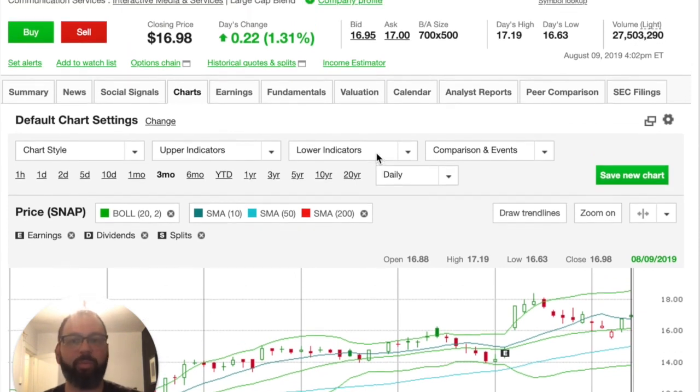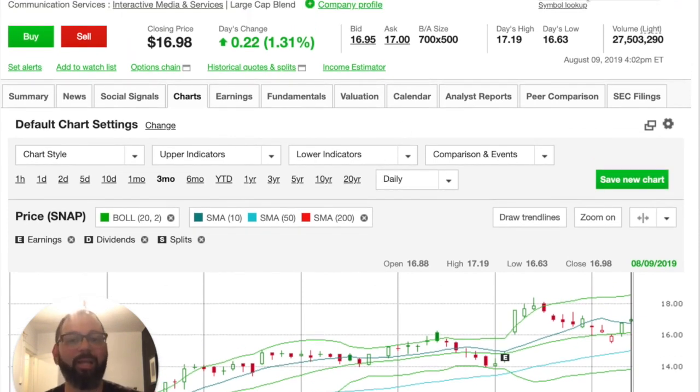First thing you're going to do is be on your Ameritrade homepage. You're going to type in any stock you want. It doesn't matter. Once you select all these styles and indicators, it auto-saves, so you'll never have to do it again.